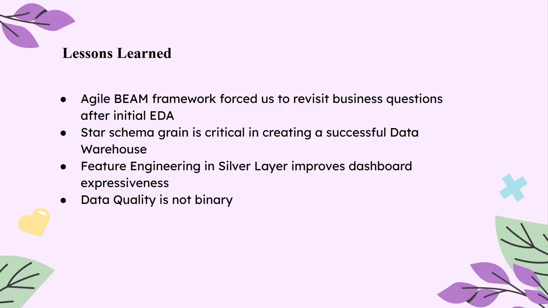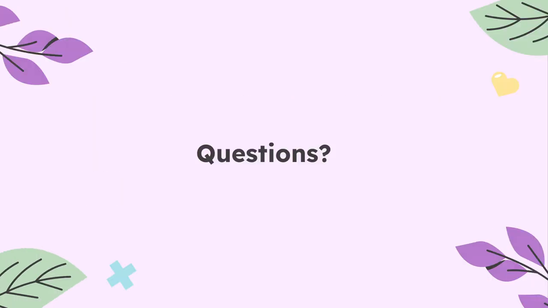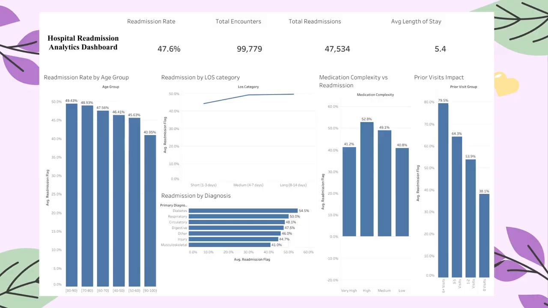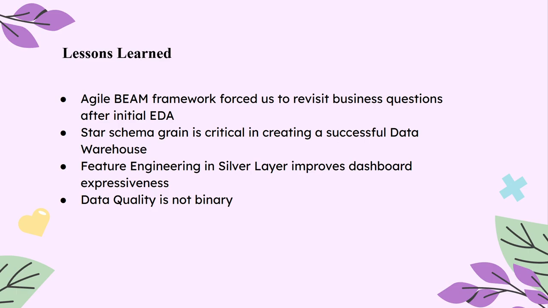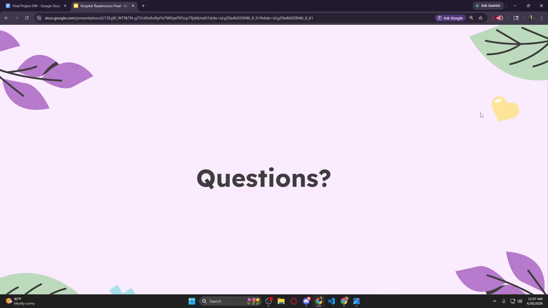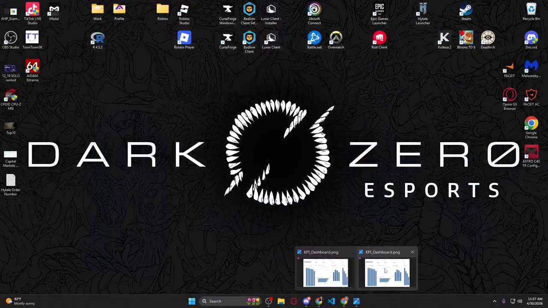Our star schema grain is critical in creating a successful data warehouse, as we could see. We did change it because at first it was overlapping interest of fact readmission and dim underscore encounter. Feature engineering in the silver layer improves dashboard expressiveness, as we could see from prior visits, medication complexity, and the age group. It was very effective. And then data quality is not binary. And yeah, that's that.